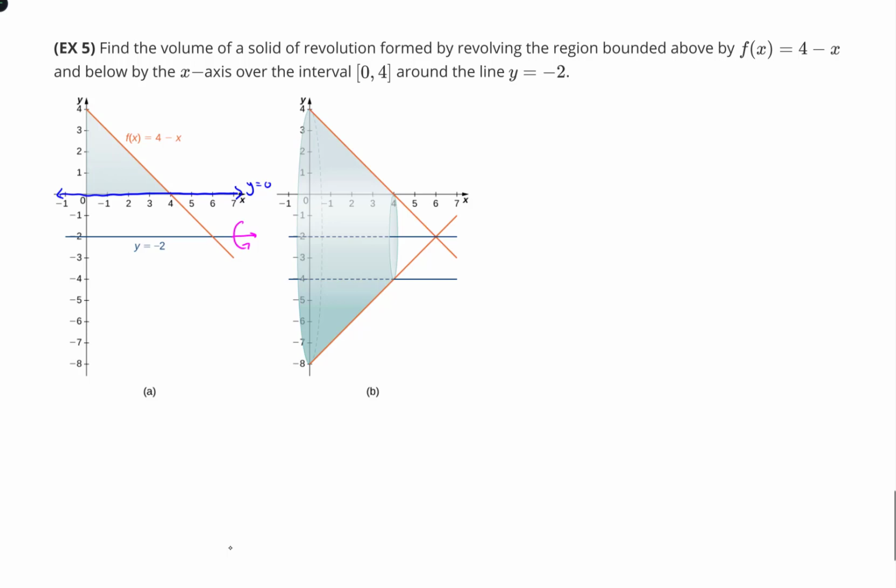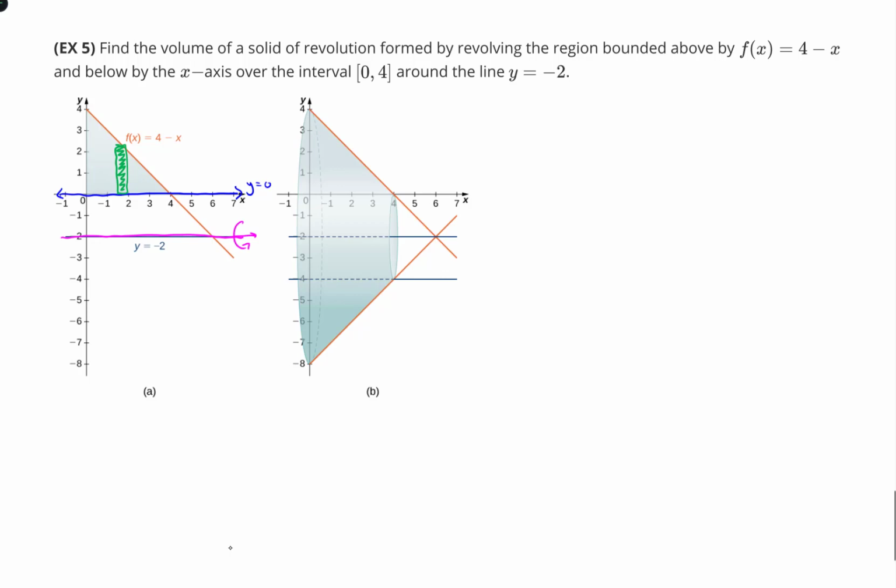Okay, now, since that's my axis of rotation, here's my approximating rectangle. The thing about this being my axis of rotation is that if my axis of rotation were the x-axis, I wouldn't have a gap between the region that I'm rotating and the axis of rotation, and I could just use the disk method itself. But as it is, we will use the washer method because the region is not fully connected to the axis of rotation. Okay, so let's see what happens here.